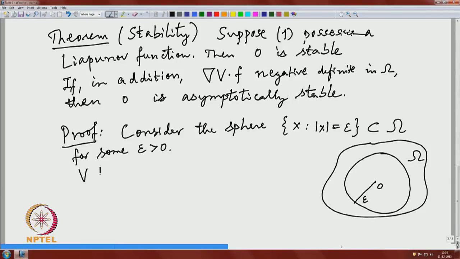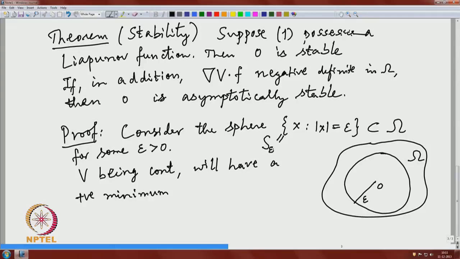So, V being continuous, and because V is positive definite, by definition we will have a positive minimum on this sphere. Let me call this S epsilon, some notation. Call the minimum M. So, M is positive and it is the minimum of V on S epsilon.